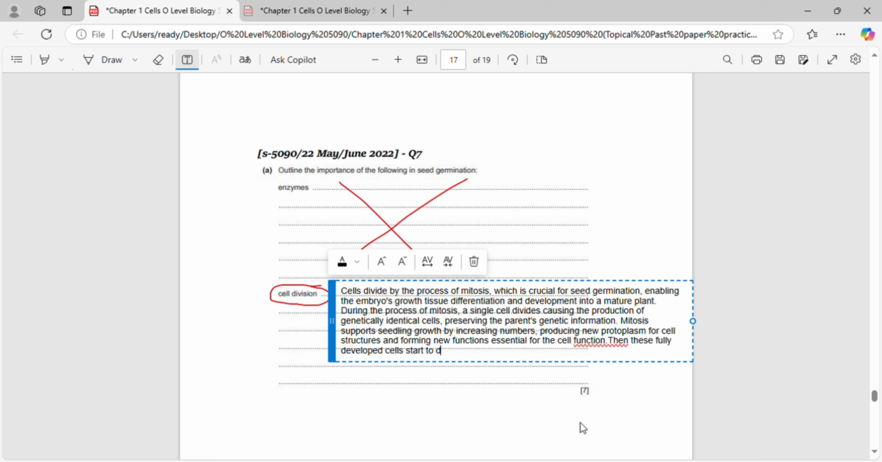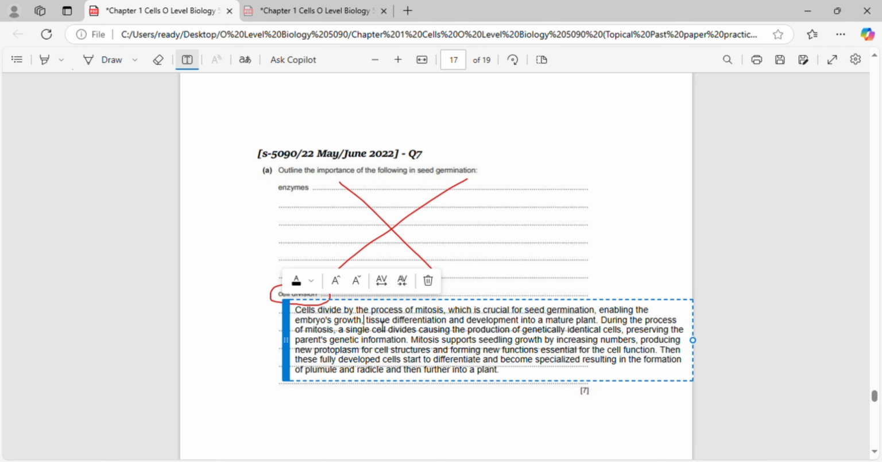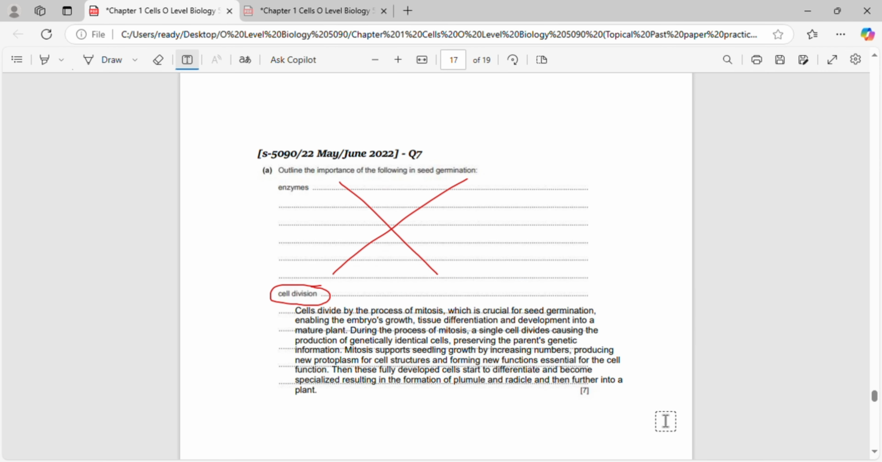These newly formed cells then begin to differentiate, becoming specialized for specific roles in the plant. As differentiation continues, the cells form key structures such as the plumule, embryonic shoot, and the radicle, embryonic root. These structures further develop, leading to the formation of a mature plant. The process of cell division through mitosis is thus foundational to the growth and development of the plant, ensuring the proper formation of tissues, organs, and functions required for a fully developed organism. This detailed explanation covers the importance of cell division at various stages of seed germination, from embryo growth to tissue specialization, highlighting the crucial role of mitosis in this process.